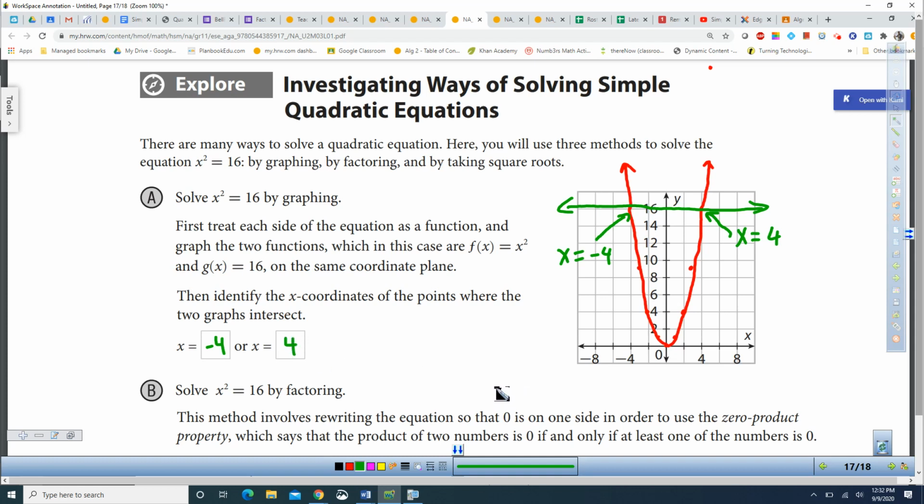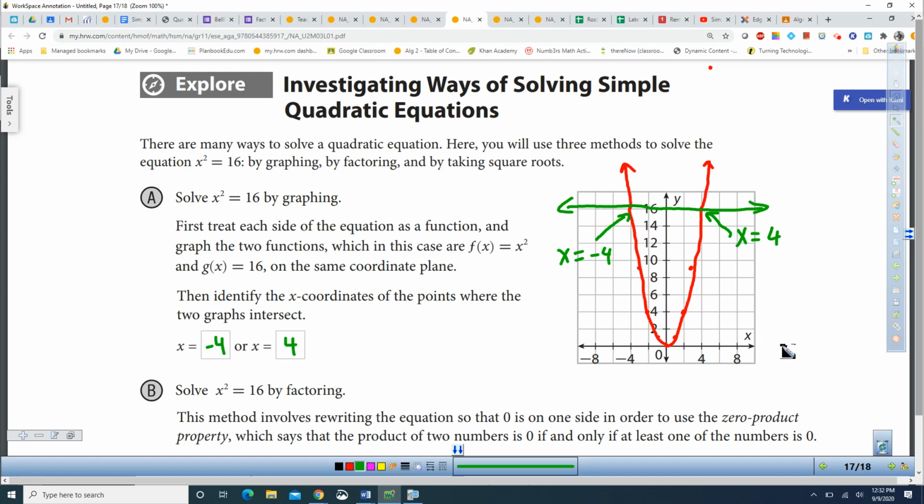And remember, when they ask you to solve by graphing, if you do the graph, that's great. But if you don't draw these arrows and write x equals, you haven't done the solving. You have to tell what the answer is, or you haven't done the solving. So let's take in this basic simple quadratic and solve by graphing.